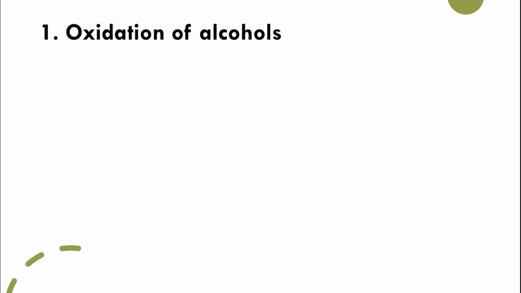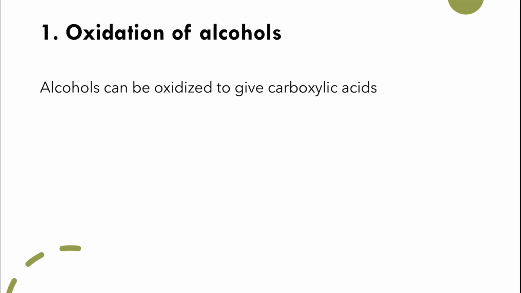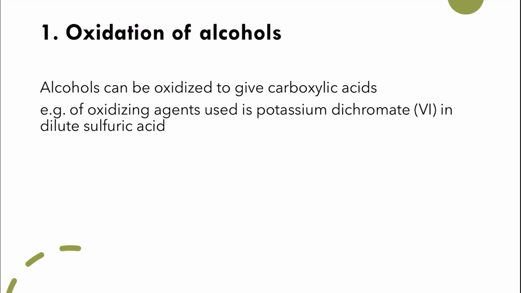Regarding the main reactions of alcohols, alcohols can be oxidized, so alcohols will be oxidized to give you carboxylic acid. An example of an oxidizing agent that can be used is potassium dichromate(VI) in dilute sulfuric acid.